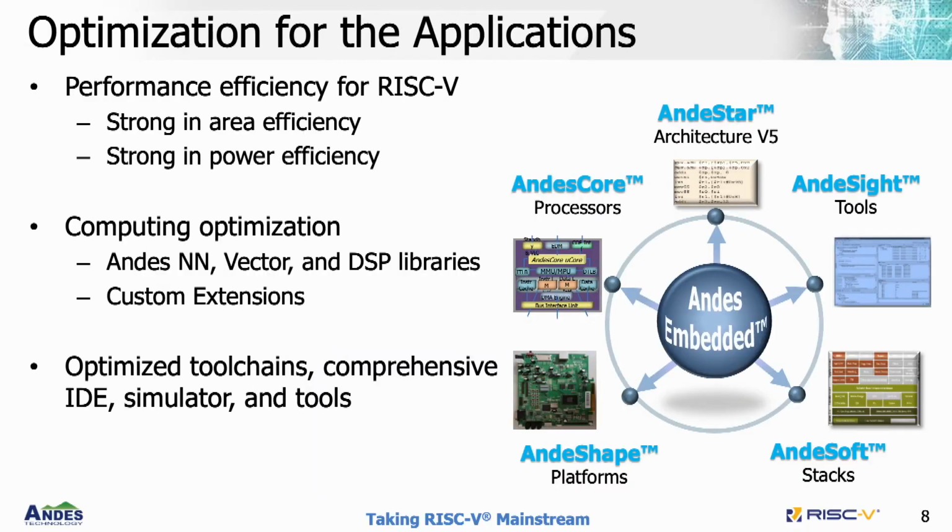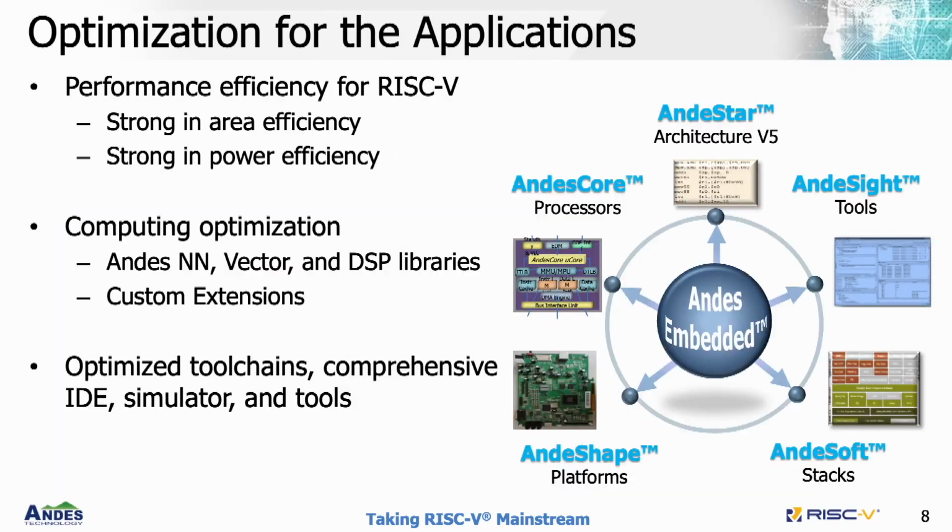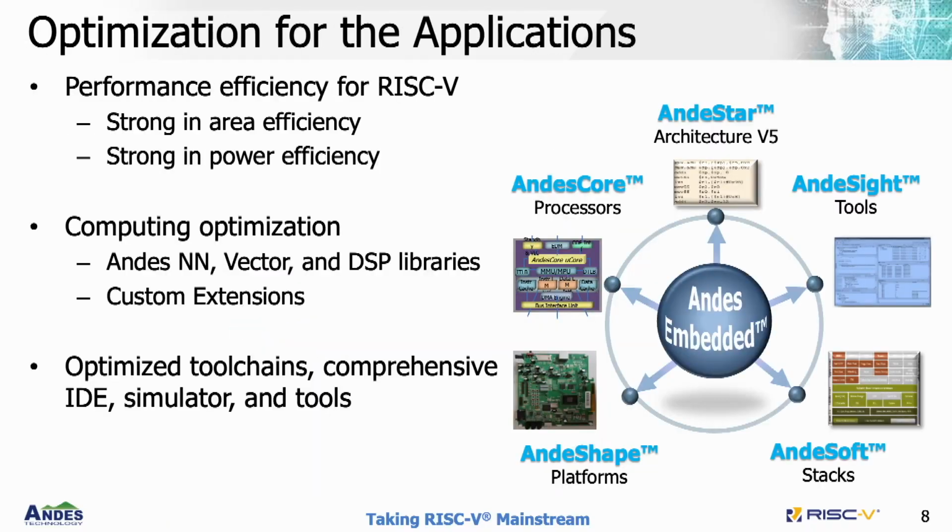Now let's do a little summary for the software solutions. NDISC cores, RISC-V cores provide performance efficiency in area and power, and they have advanced computation power for the DSP and the vector processors. So for the computing optimization, this provides neural network libraries, vector library, and DSP libraries for the out-of-box acceleration. And also, we can get the benefit of the optimization from the custom extension design.